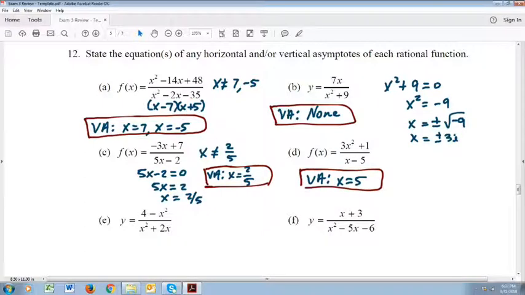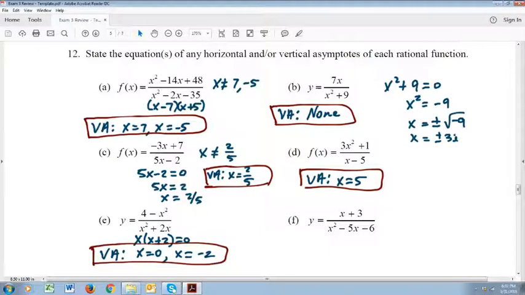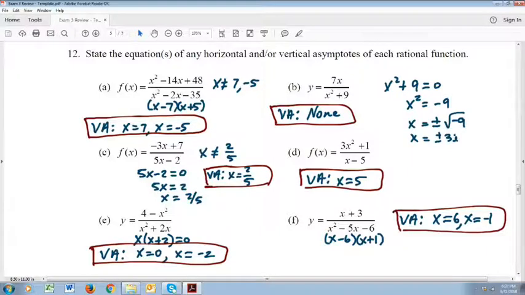Letter E, we can factor the denominator, and again we want to see what x values cause that to equal 0. Well, either x equals 0 or x equals negative 2. And so those are restricted values, which means that's where we have our vertical asymptotes. And finally on letter F, if you factor that one, you get x minus 6 times x plus 1. So our restricted values are 6 and negative 1, and so that's where we're going to have our vertical asymptotes. And now let's talk about horizontal asymptotes.